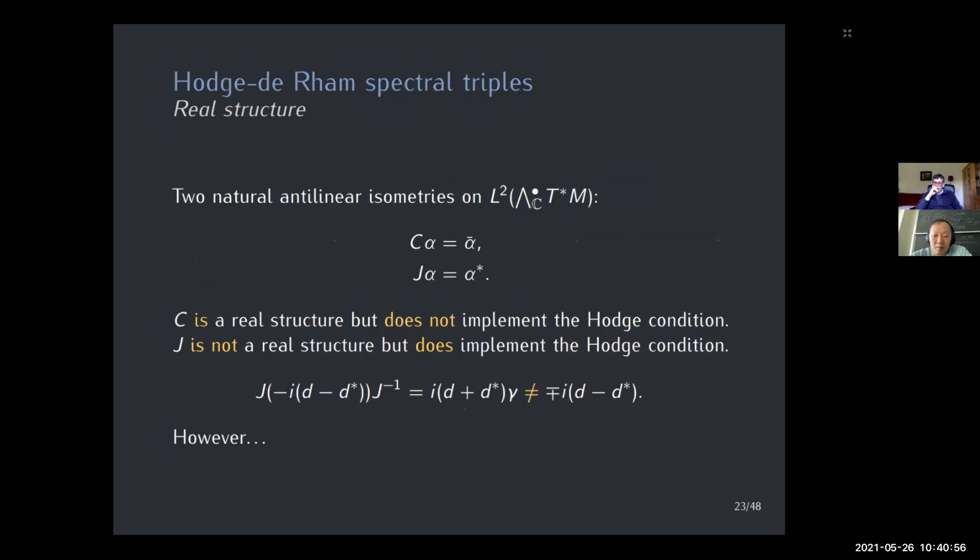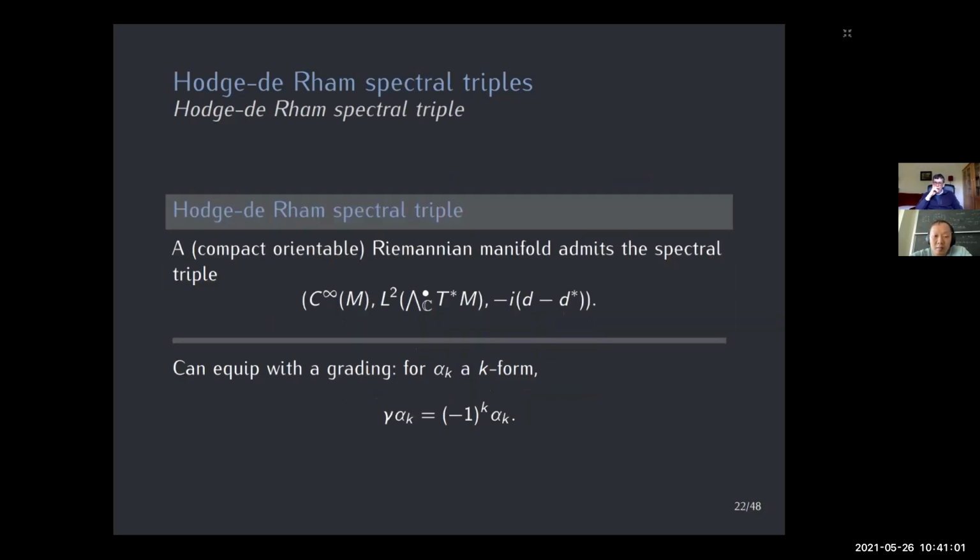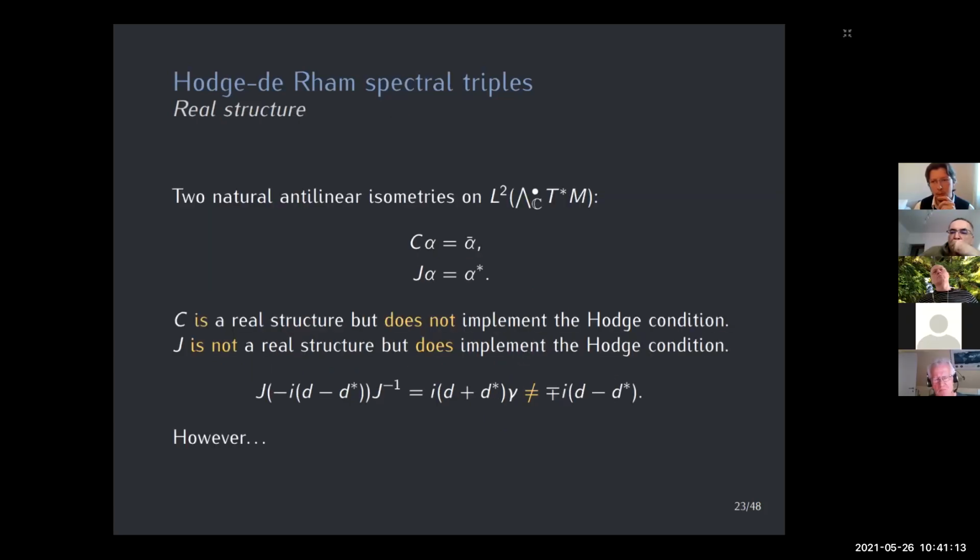Something which I kind of glided over is that I said we kind of ignore the question of spin here. But of course, in general, if you want to define your Dirac operator, you need some spin-C structure anyway. But the point is that it's a real spectral triple for C.